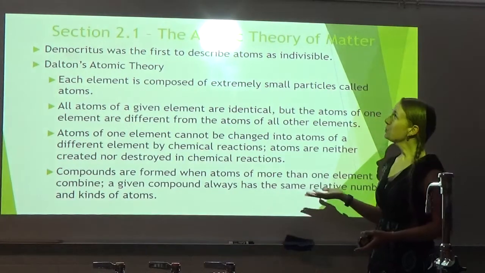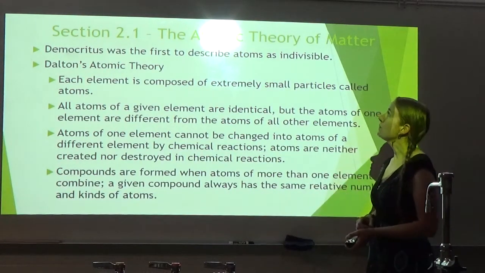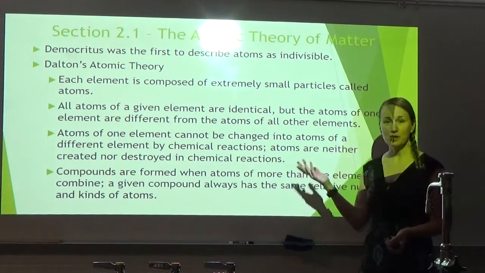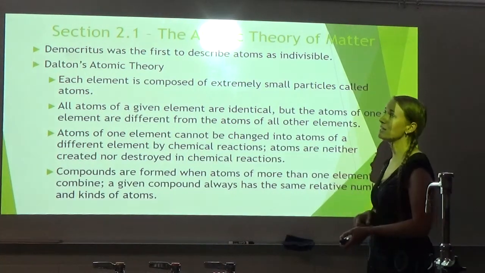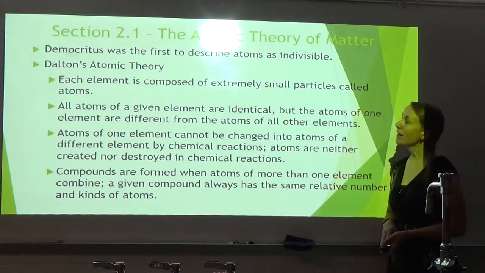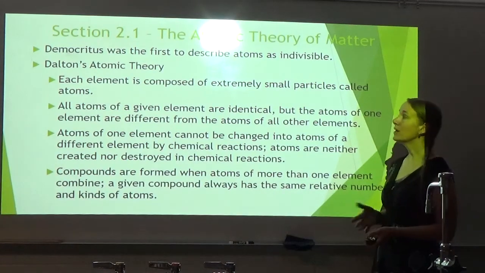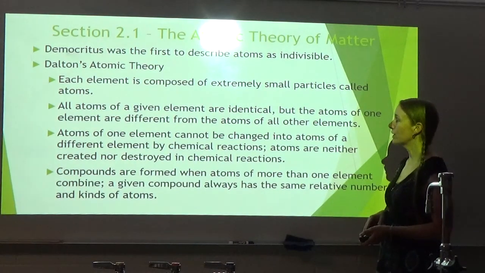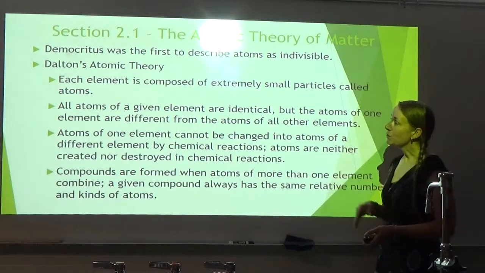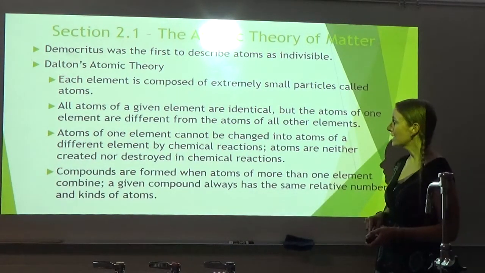Section 2.1, the atomic theory of matter. Democritus was the first to describe atoms as indivisible, and then as we talked about before, Dalton's atomic theory states that each element is composed of extremely small particles called atoms. All atoms of a given element are identical, but the atoms of one element are different from atoms of another element. Atoms of one element cannot be changed into atoms of a different element by chemical reactions.